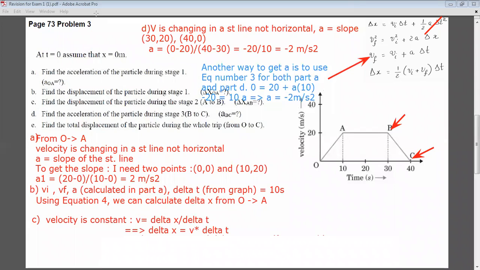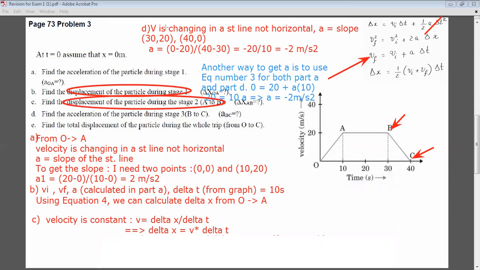This is part D. Find the total displacement of the particle during the whole trip from O to C. Displacement in stage 1, I already have it. Where is it? It's part B. So in part B, I have displacement during stage 1. Part C, I have displacement in stage 2.